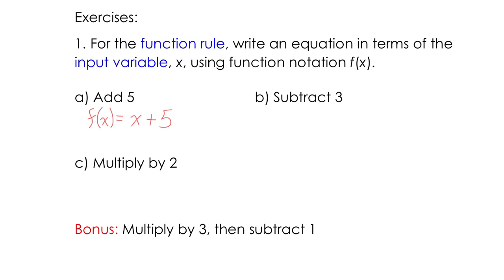Here's the first one. The rule was add 5. So the function of x, with x as the input, is the input plus 5. Input, and we add 5. That's where the equation came from. And maybe you had trouble just with the first one, but now that you've seen this, you get the idea, so you can pause the video and try the rest.